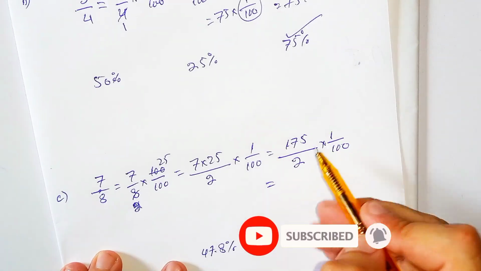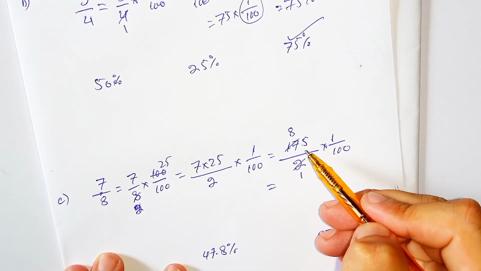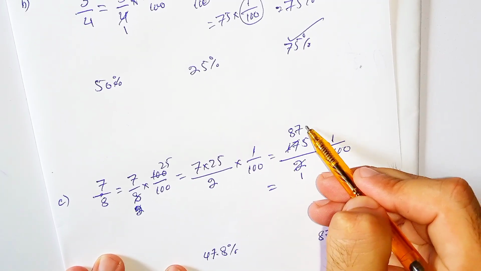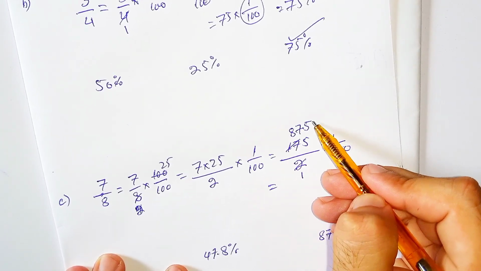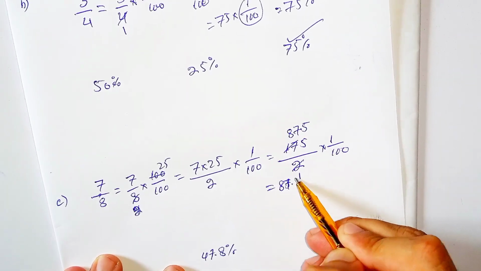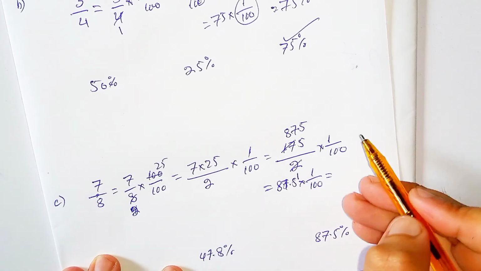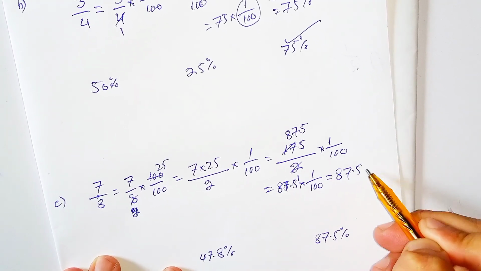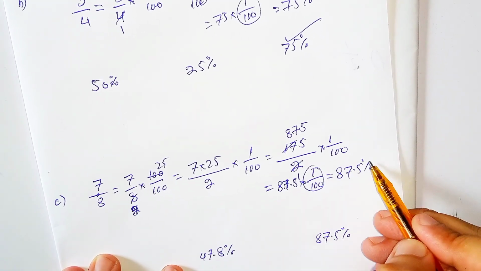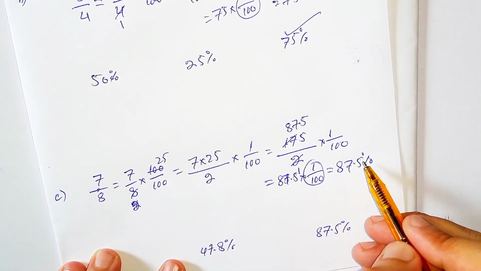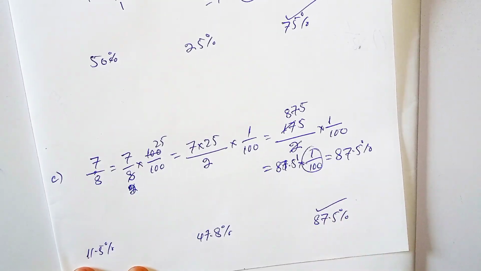Right, so 2 times 1 is 2 and 2 times 8 is 16. 2 times 7 is 14 and 2 times 5 is 10. Right, so 87.5 multiplied by 1 over 100, or 87.5%. Instead of this 1 over 100, we can write the symbol percent. So the correct answer is 87.5%.